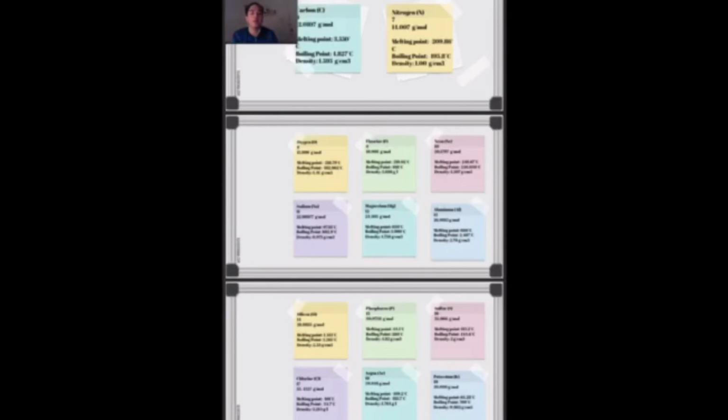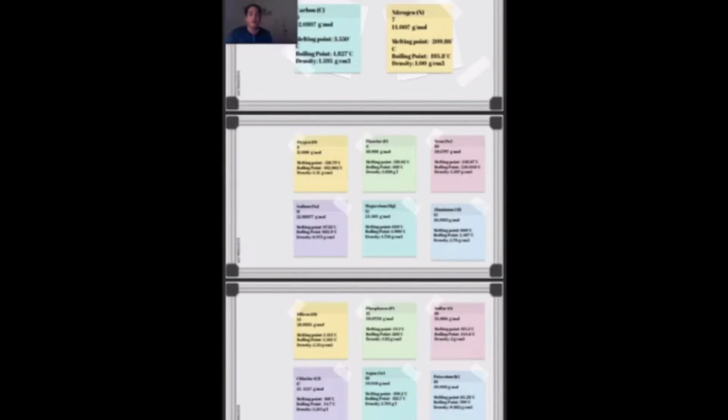Nitrogen. N. Atomic number 7. Atomic mass 14.007 grams per mole. Melting point 209.86 degrees Celsius. Boiling point 195.8 degrees Celsius. Density 1.0 grams per cm3.